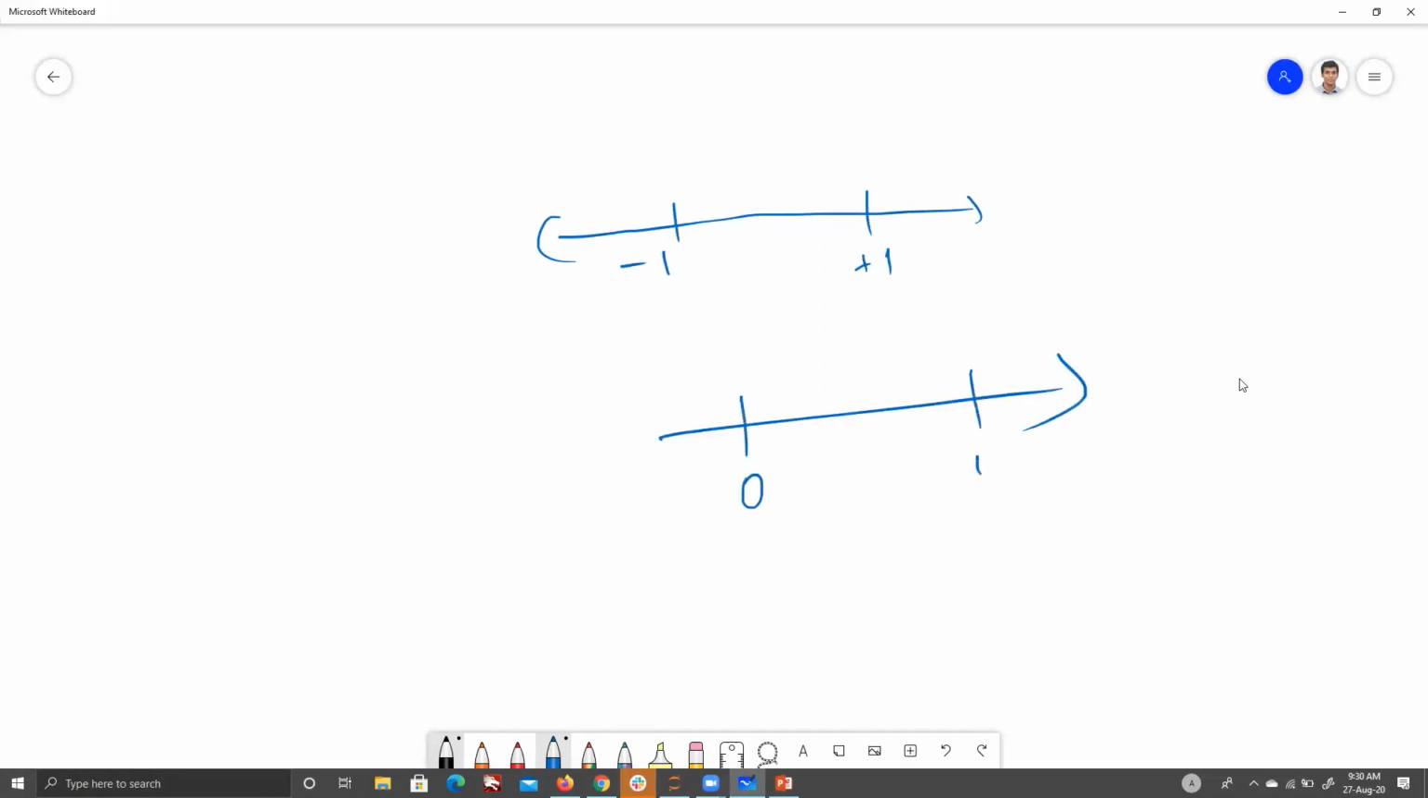So you have to bring everything to the same scale. Maybe -1 to 1. Maybe 0 to 1 itself. Okay. So how do you scale the data?